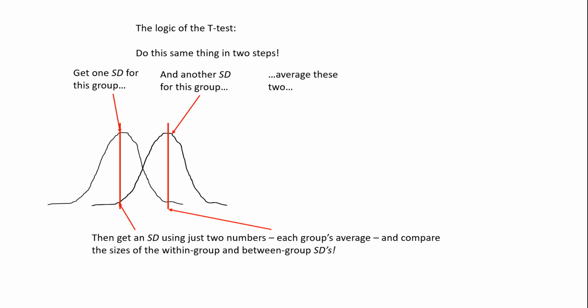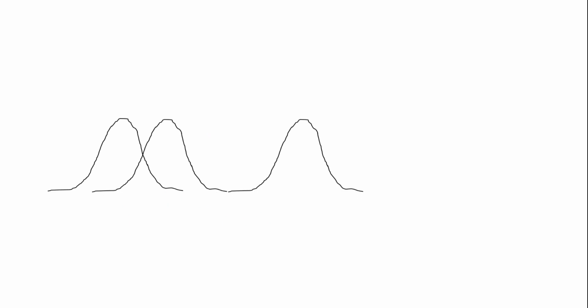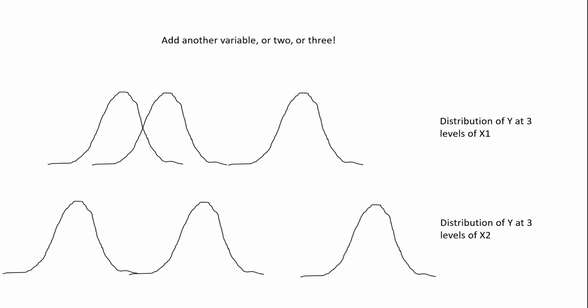And once you do that, it's easy to add a third group, and now we have ANOVA. Or you can add another factor, a 3 by 2 ANOVA. It's the same concept. We can get within group means, combine them, and then do a standard deviation using the 6 group means.